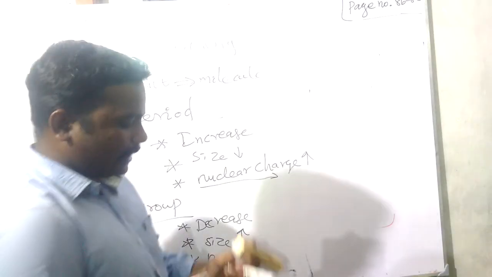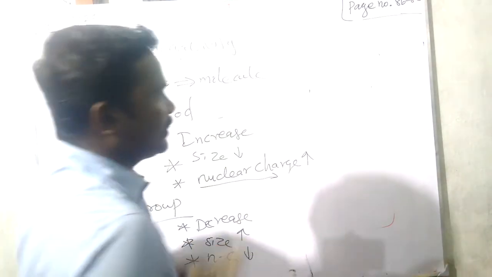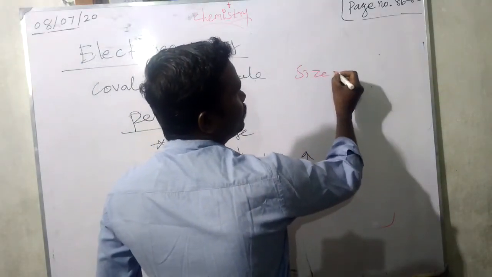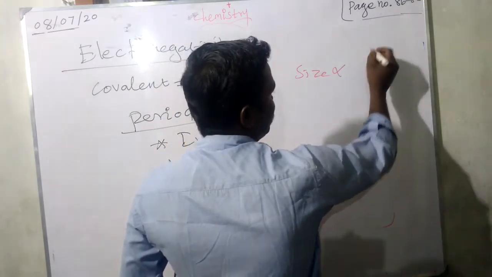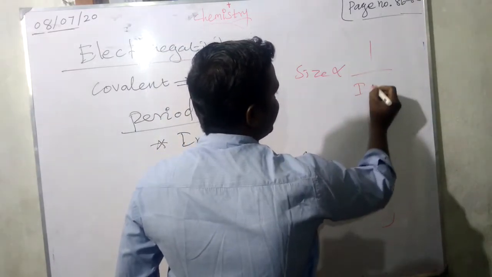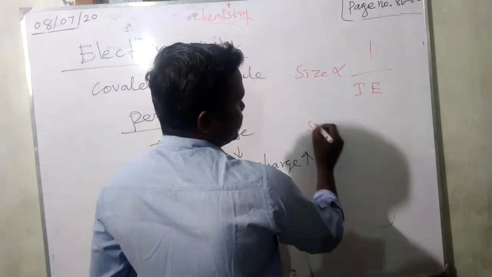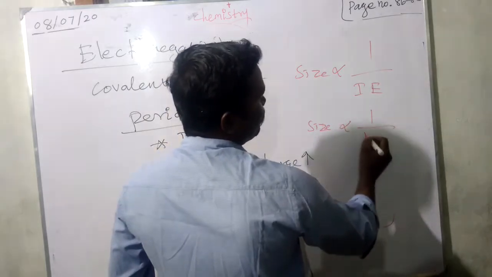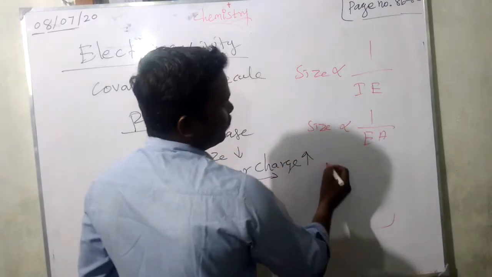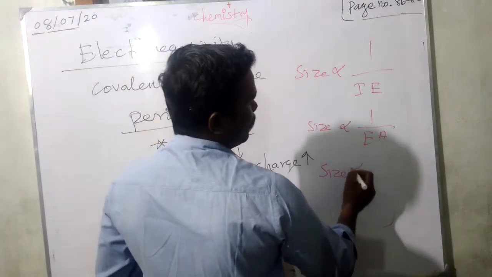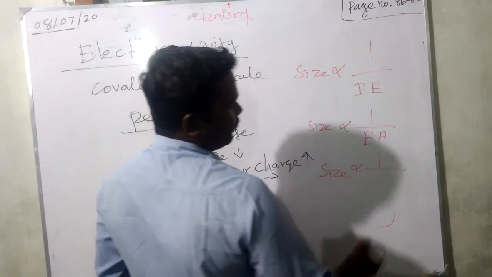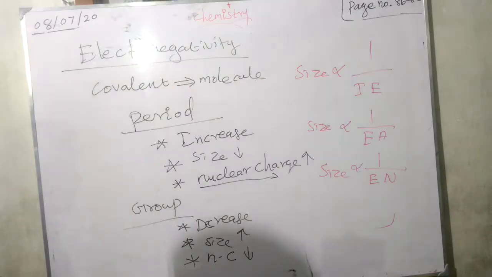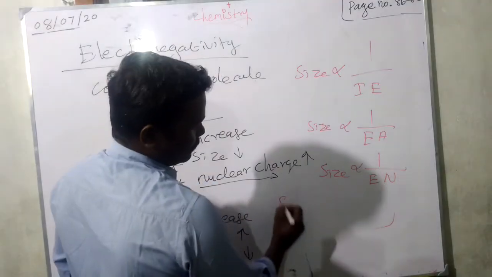Now you can remember three formulas. What are the three formulas? Size is inversely proportional to ionization energy. Size is inversely proportional to electron affinity. Size is also inversely proportional to electronegativity. Then shielding effect.